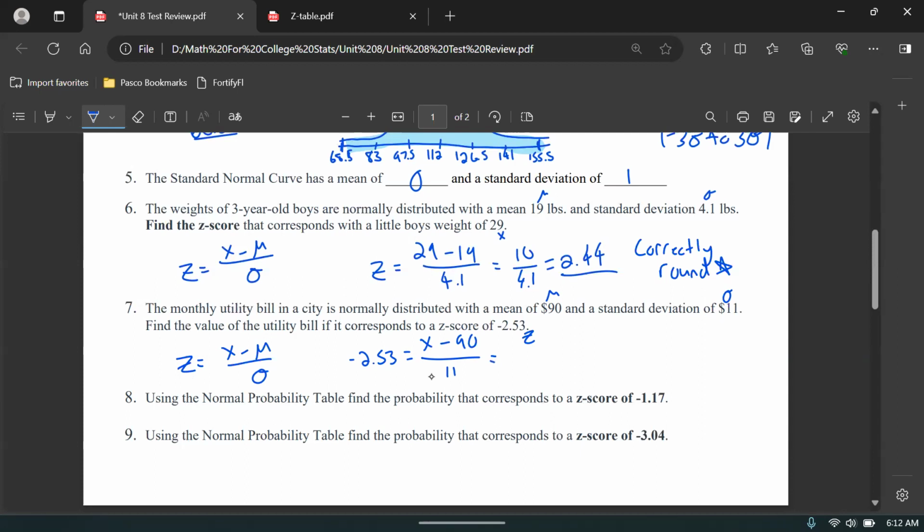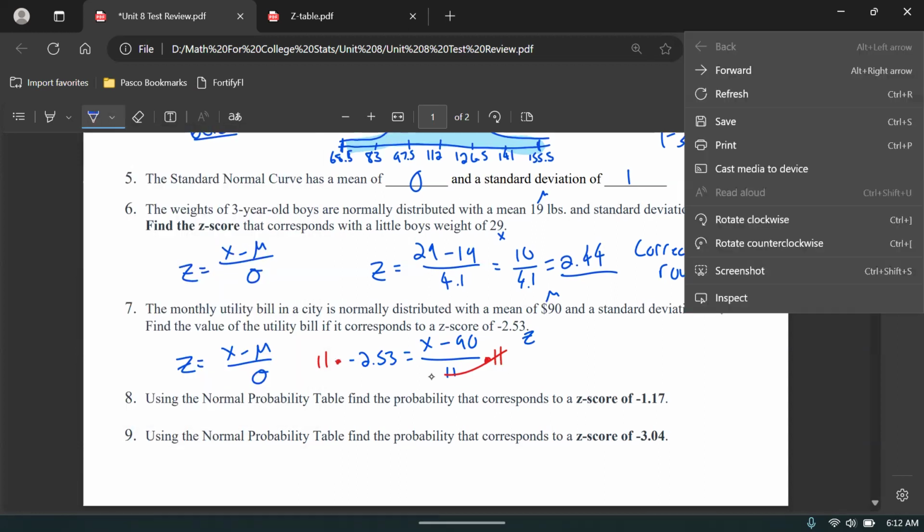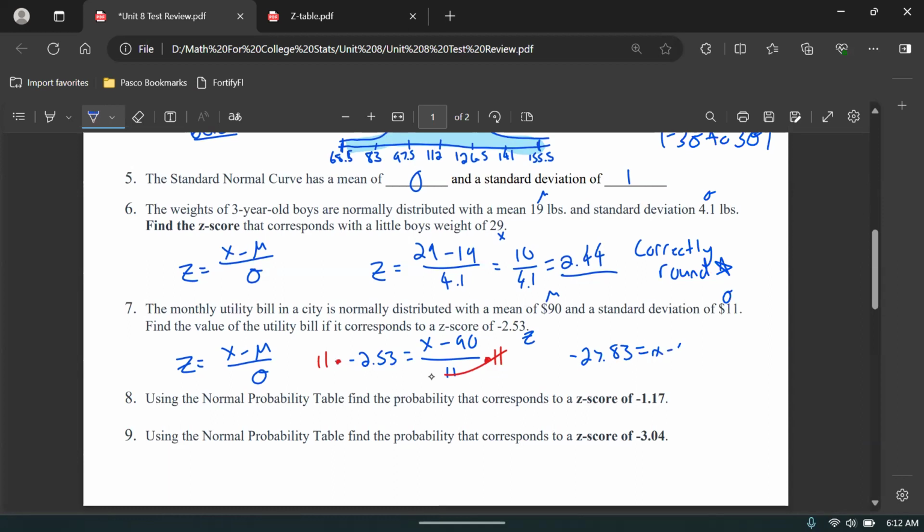So when we solve this, we're going to go ahead and start by multiplying both sides by 11 to cancel out this 11 here. So 11 times -2.53 is -27.83. So this would be -27.83 equals x minus 90. And then, of course, we need to add 90. And so when you add 90, we get 62.17. X equals 62.17. So that means the utility bill would be $62.17.